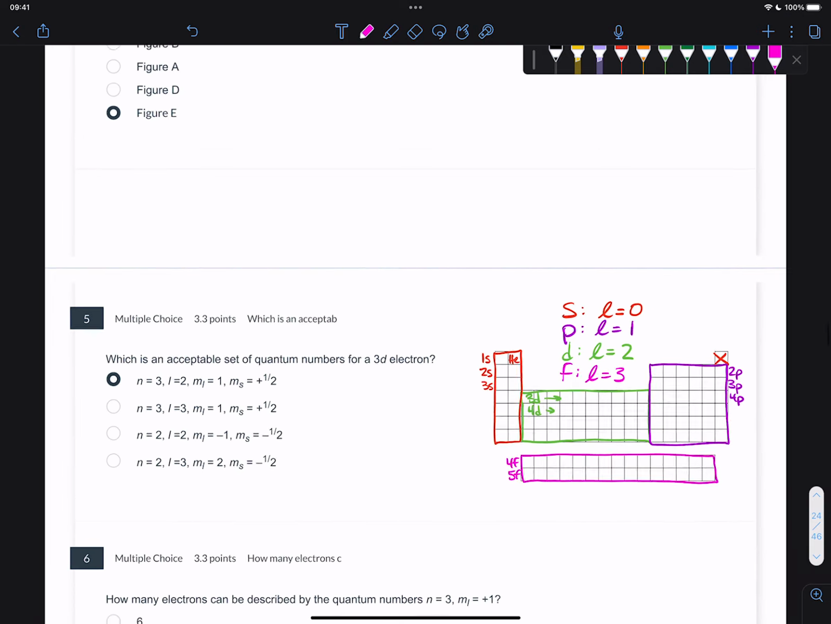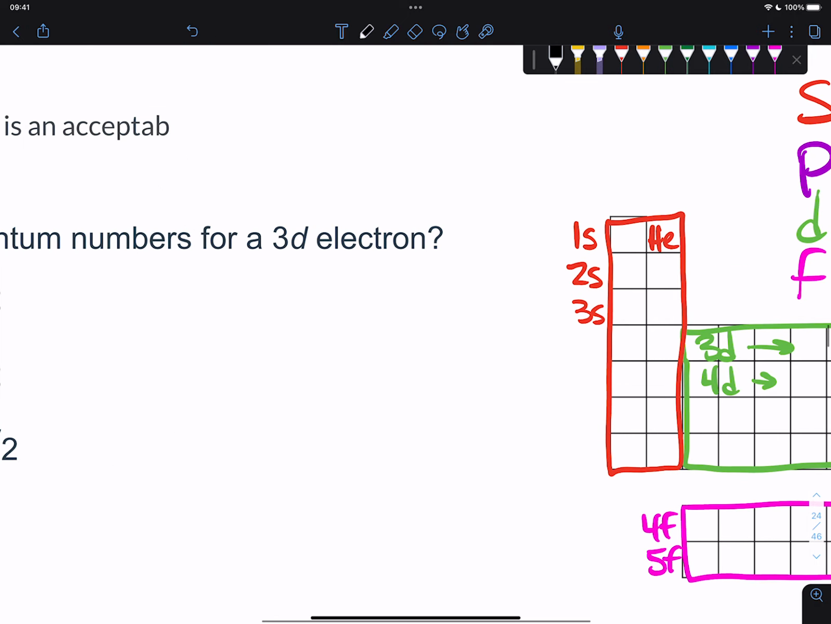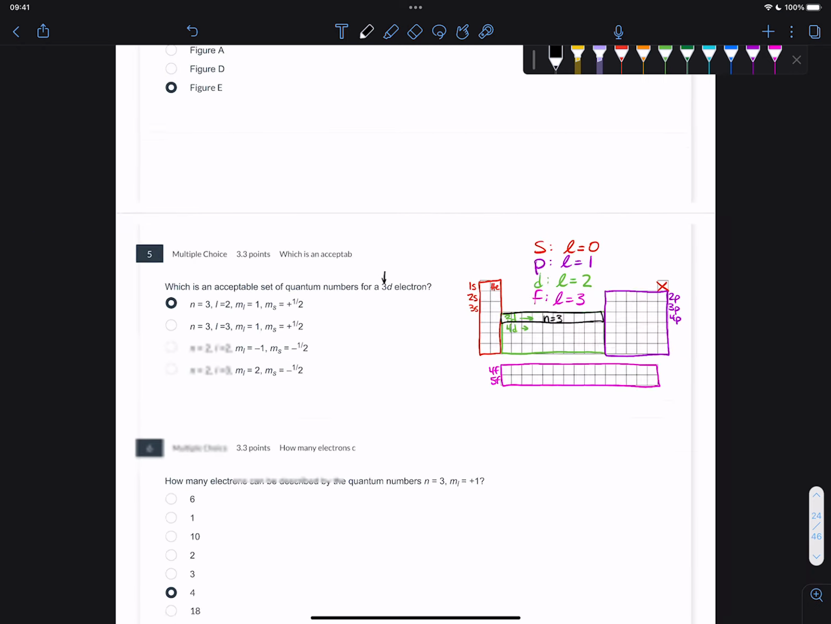There's a lot more to quantum numbers than this video could cover, so I would say dig back into the quantum number section. Your professor actually has it laid out pretty well. So this says, which is an acceptable set of quantum numbers for a 3D electron. How do you think about the n, which is the principal quantum number? First of all, it says 3D, so n is held right here. Since D starts with 3, this means that n is equal to 3 for this whole section here.